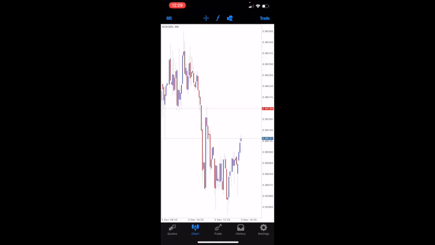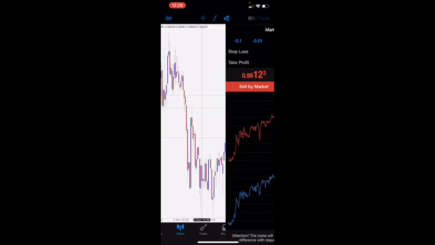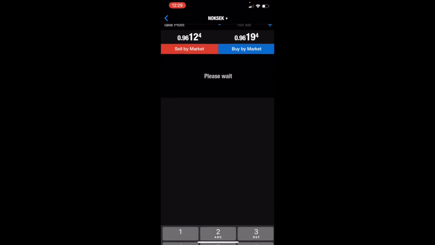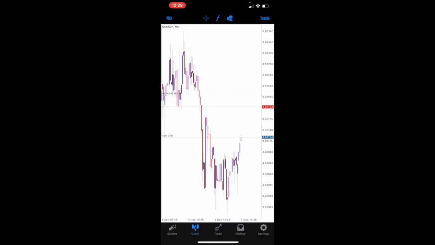Now, here's what we're going to do. We're going to go ahead and sell this again. And this time I'm going to put the stop loss at 0.9622, sell by market. That's where the sell position has taken place now, again, at the blue line, and our stop loss is over here.